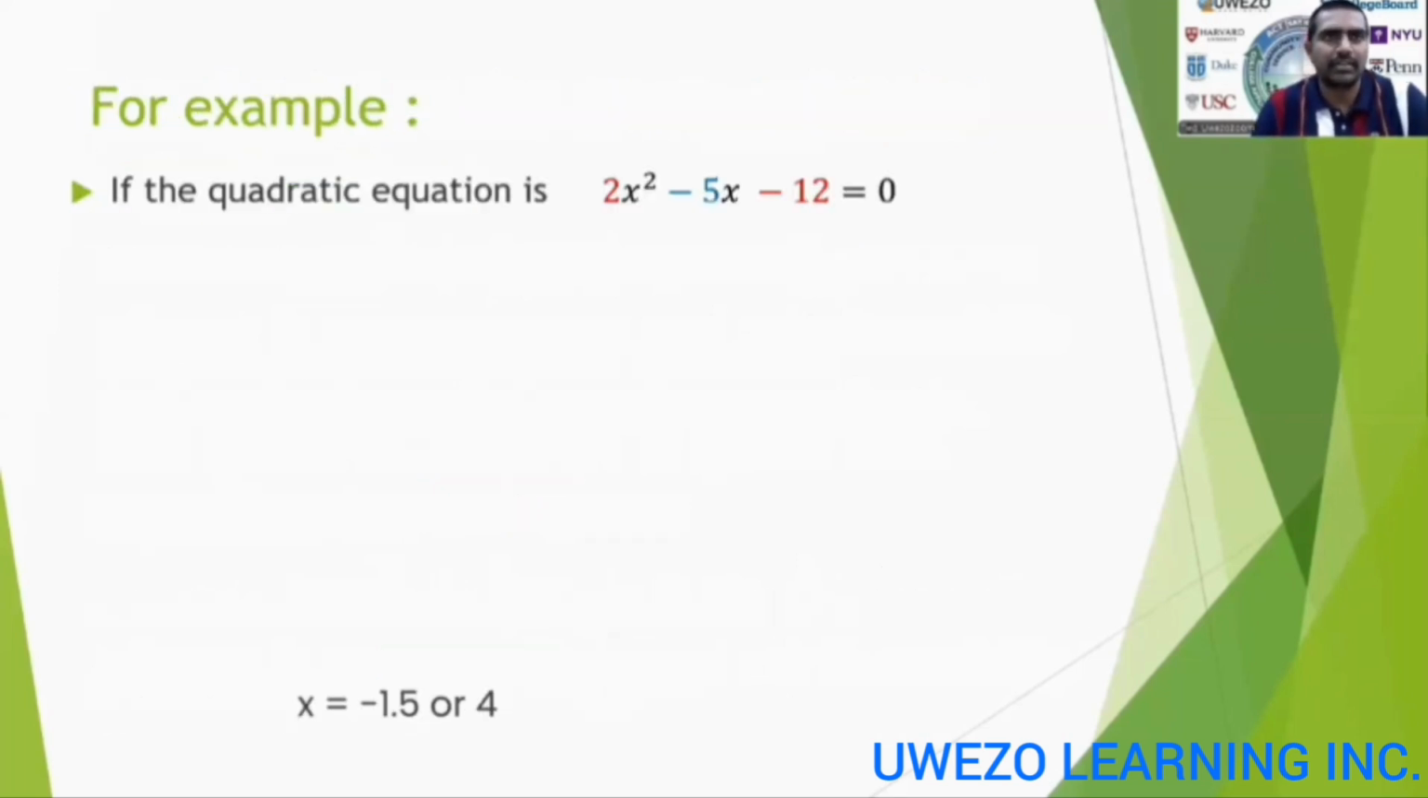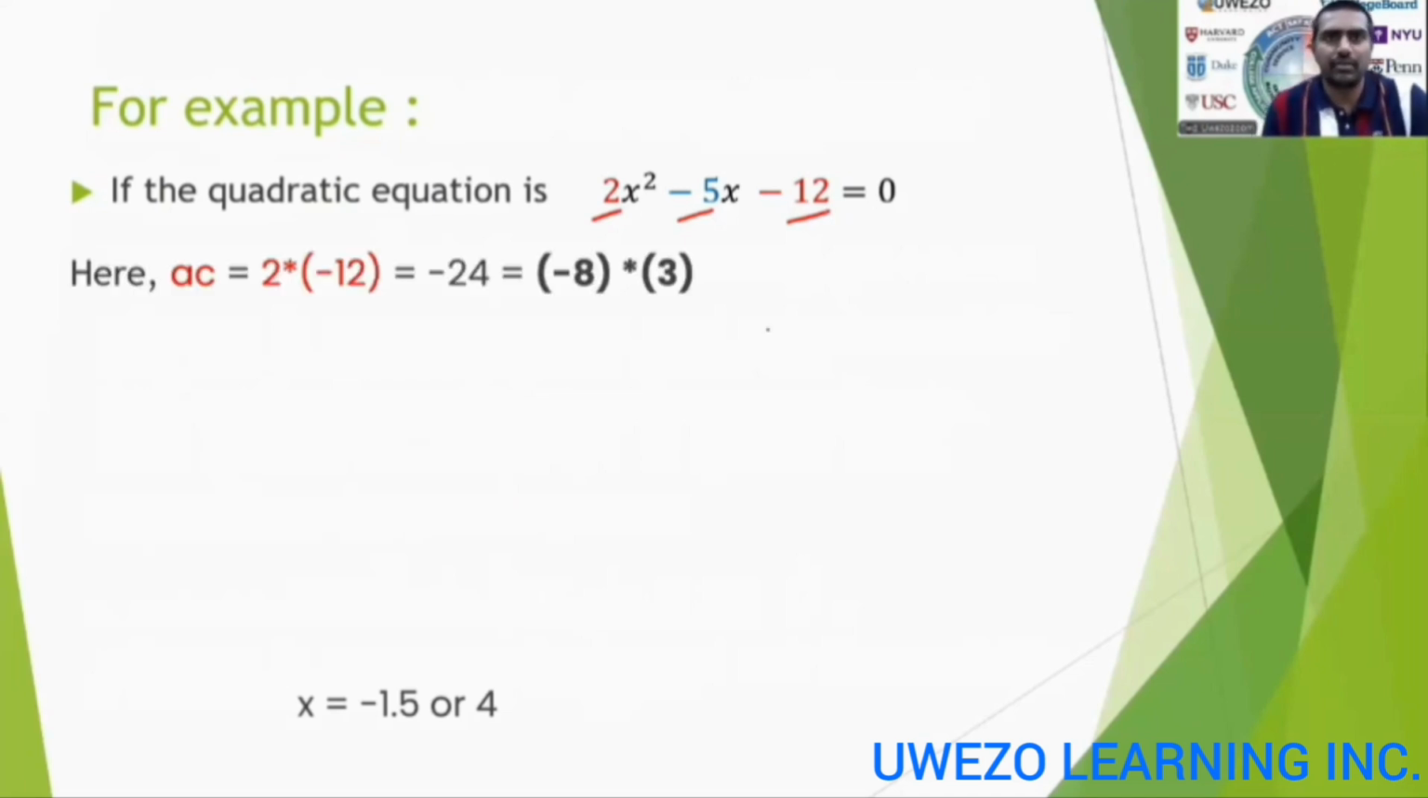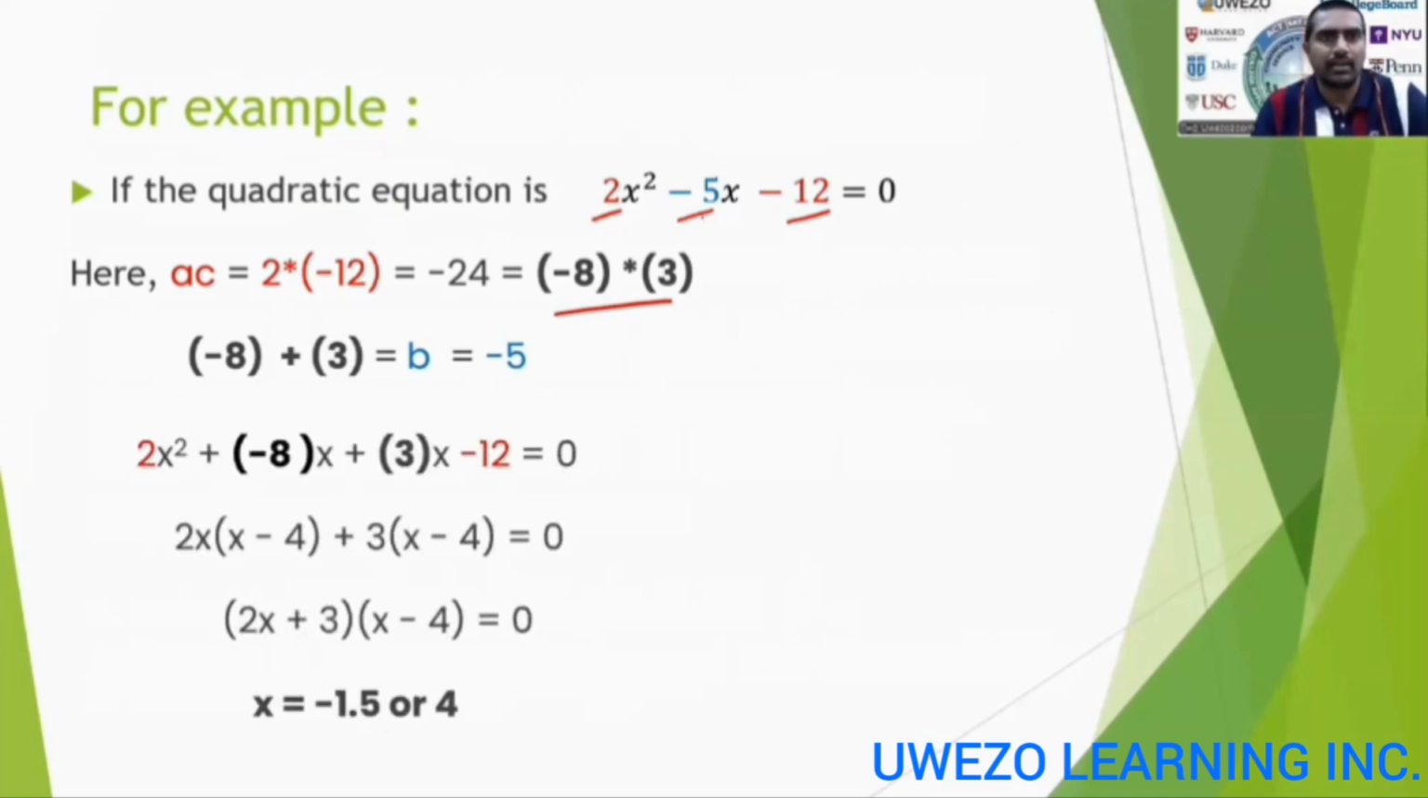For example, if we have a quadratic equation with x² coefficient as 2, the x coefficient as -5, and the constant as -12, the product ac would be -24, which could be split as -8 times 3. And the sum of -8 and 3 would be -5, which is the x coefficient. Now we can split the middle term, take the common terms out, factorize it, and then equate it to 0 to get the required roots.